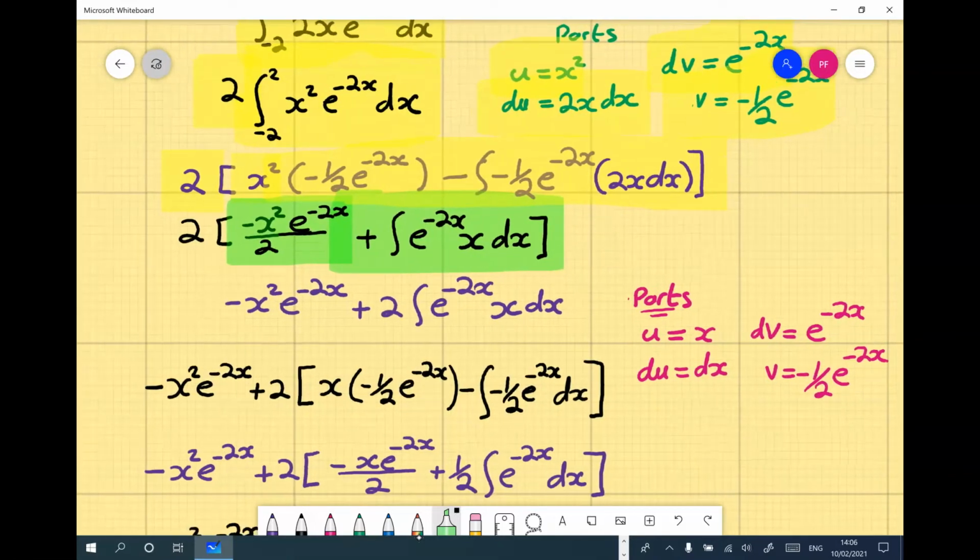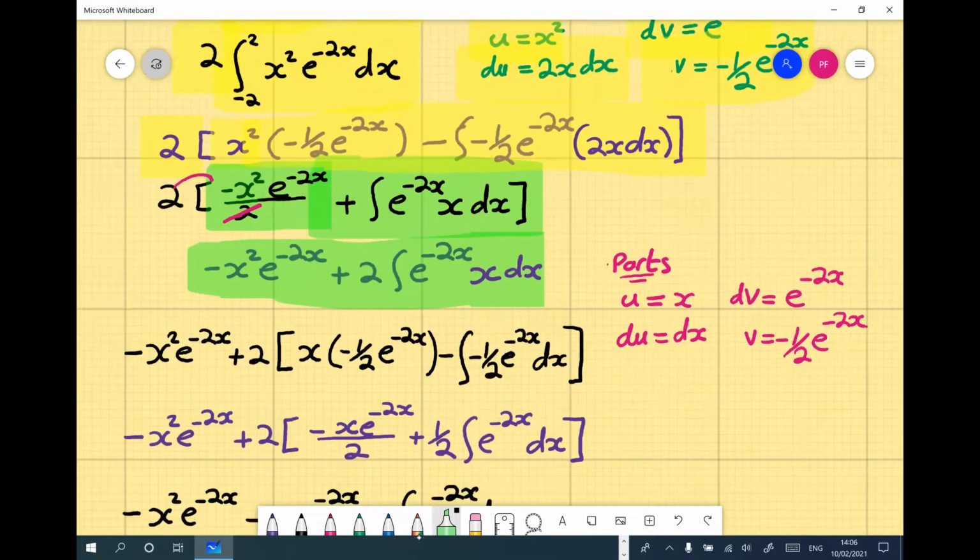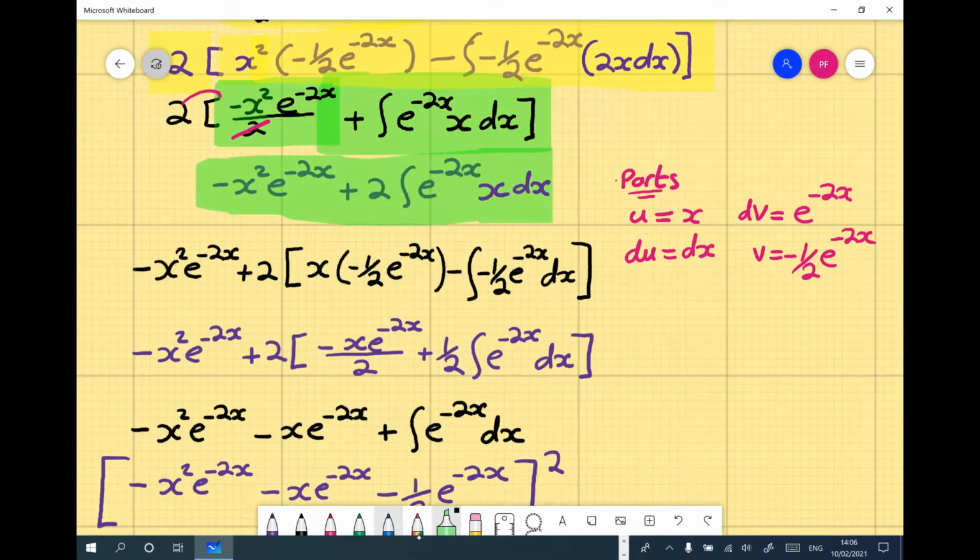Next thing I'll do before I integrate again, I'll multiply in my 2. So you can see when I multiply my 2 into the first bracket, it'll cancel with the 2 at the bottom. So I'll just have minus x squared times e to the power of minus 2x plus 2 times the integral of e to the power of minus 2x dx. And we have to go for parts again.